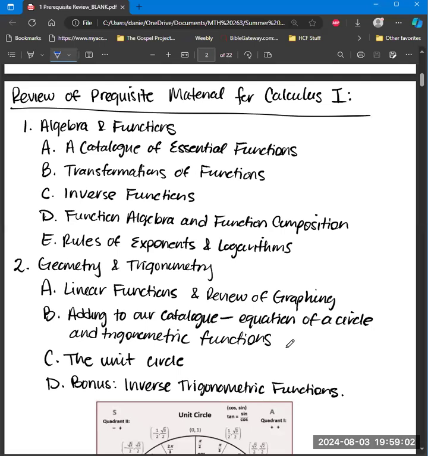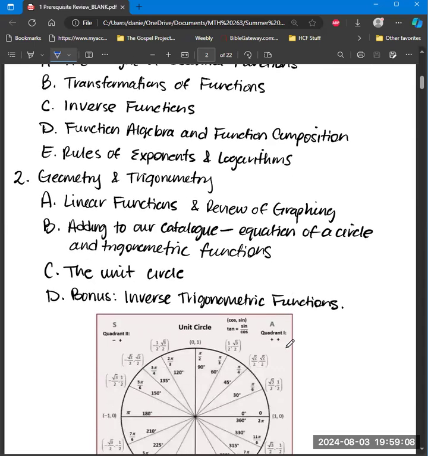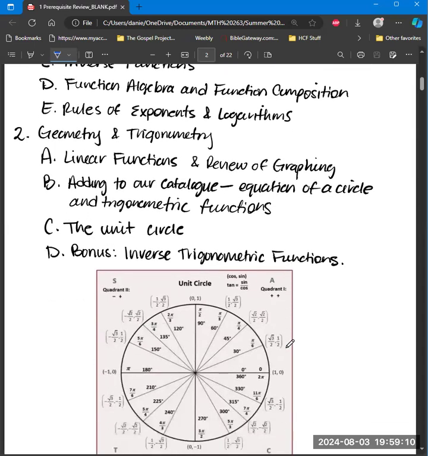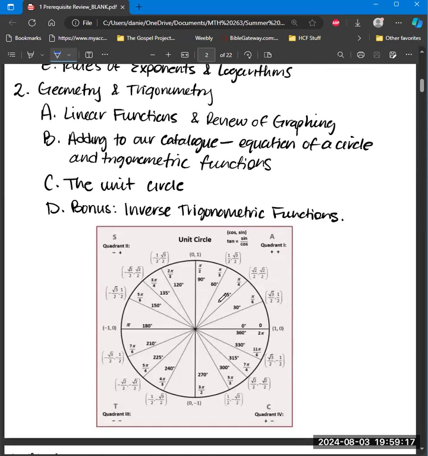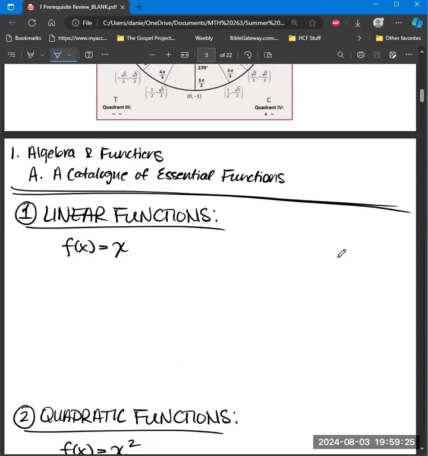Then we'll come back and talk about some geometry and trigonometry with linear functions and a review of graphing. We'll add to our catalog the equation of a circle and trigonometric functions. We'll specifically talk about the unit circle, which is here. And then we'll also talk about some inverse trigonometric functions that will be important to us in calculus.